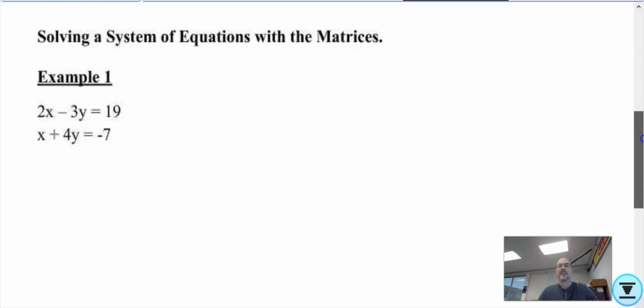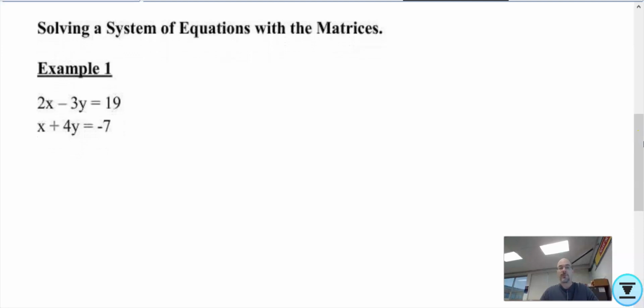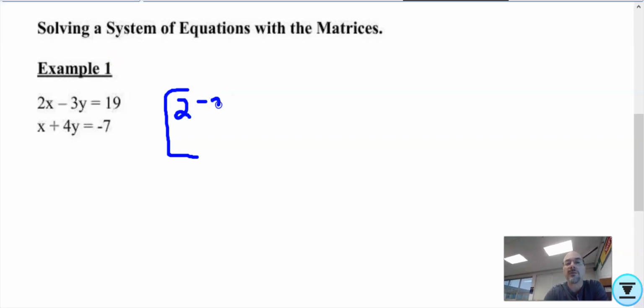So we're going to solve this system of equations with matrices. The first thing we're going to do is rewrite this so that it looks like a matrix. We're going to take the coefficients in front of the x and the y for both equations and put those in a matrix. So we're going to write 2, -3, 1 and 4. Remember, there's a 1 in front of this x that you don't see. Do not put the letters in it. That's matrix A.